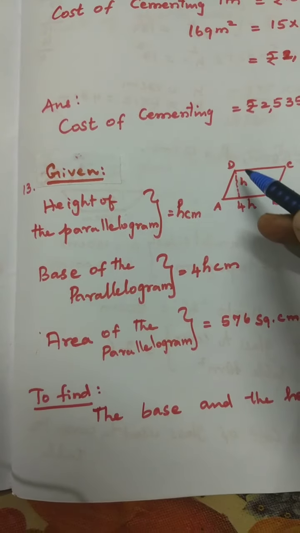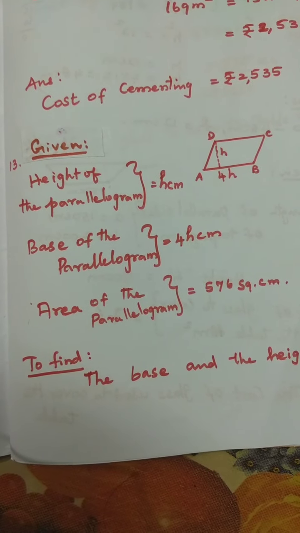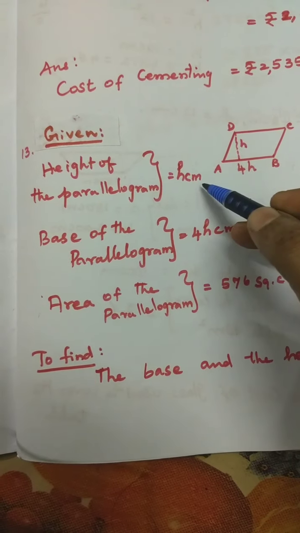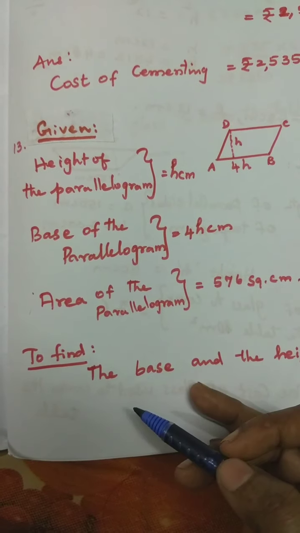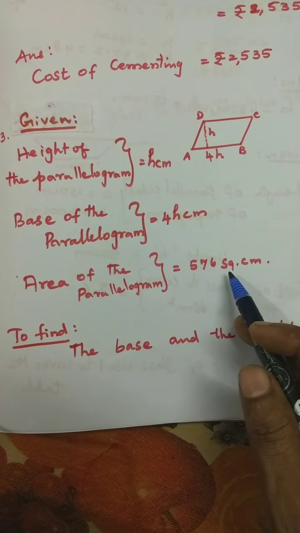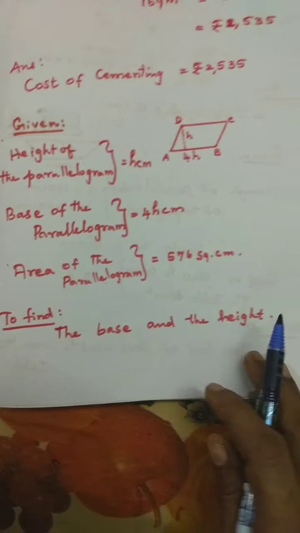Draw the diagram. The height is h and base is 4 times h, that is 4h. Height of the parallelogram is equal to h centimeter. Base of the parallelogram is equal to 4h centimeter. Then area of the parallelogram is equal to 576 square centimeter. To find the base and height.